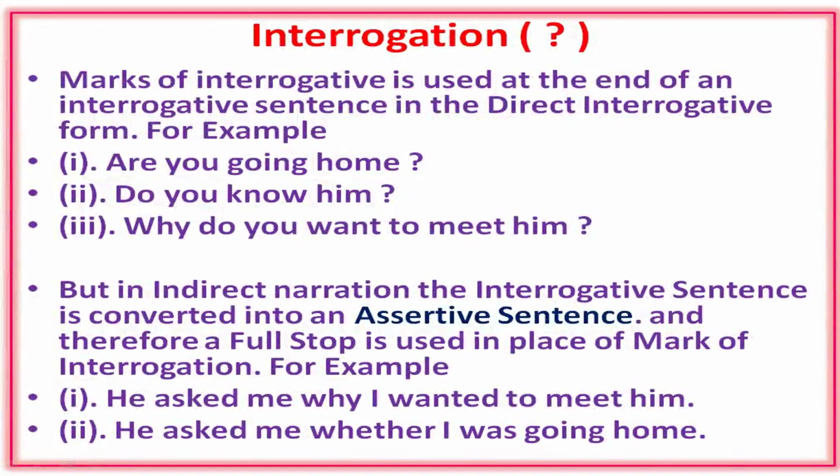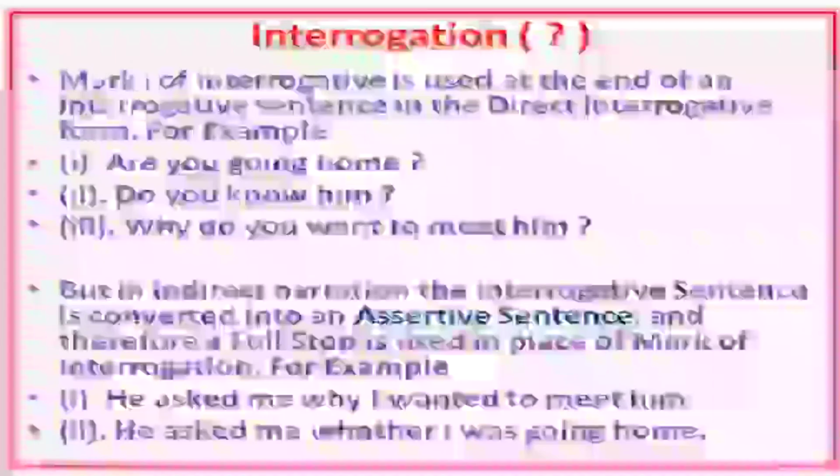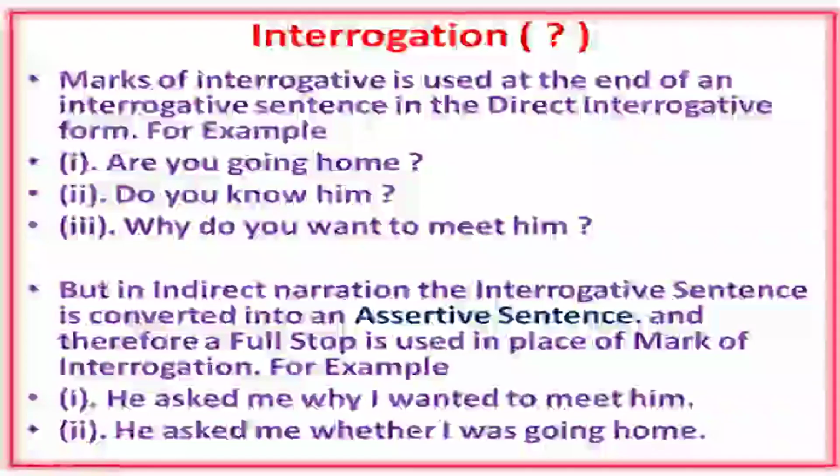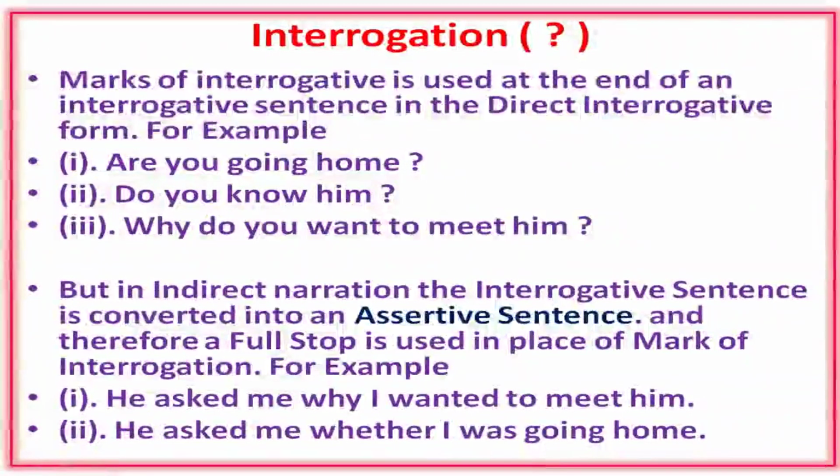But in indirect narration, the interrogative sentence is converted into an assertive sentence, and therefore a full stop is used in place of the mark of interrogation. For example, he asked me why I wanted to meet him. At that time we can use a full stop in place of a question mark. He asked me whether I was going home.